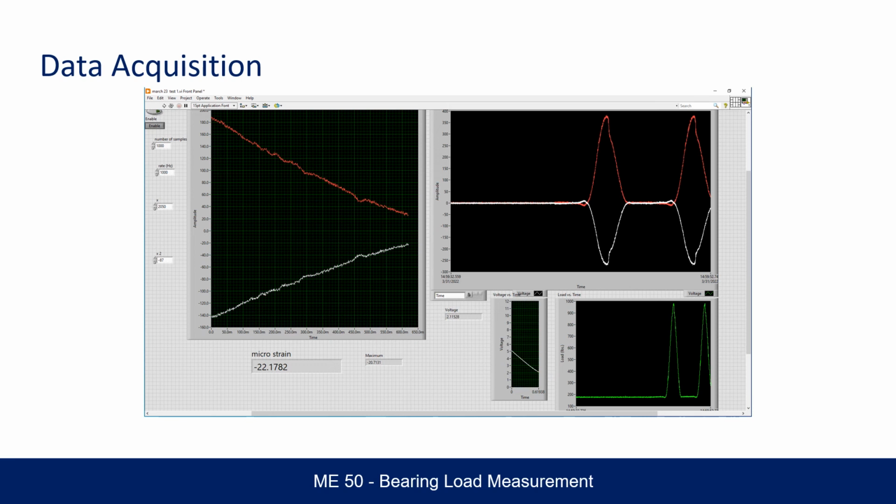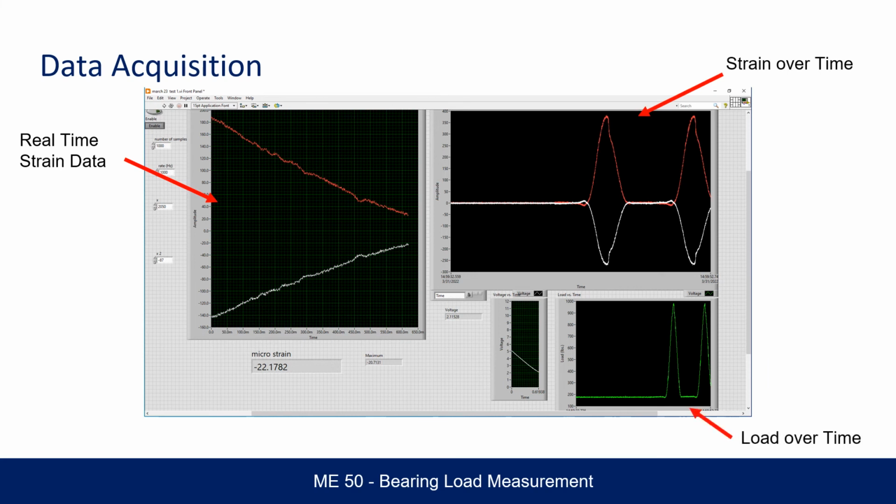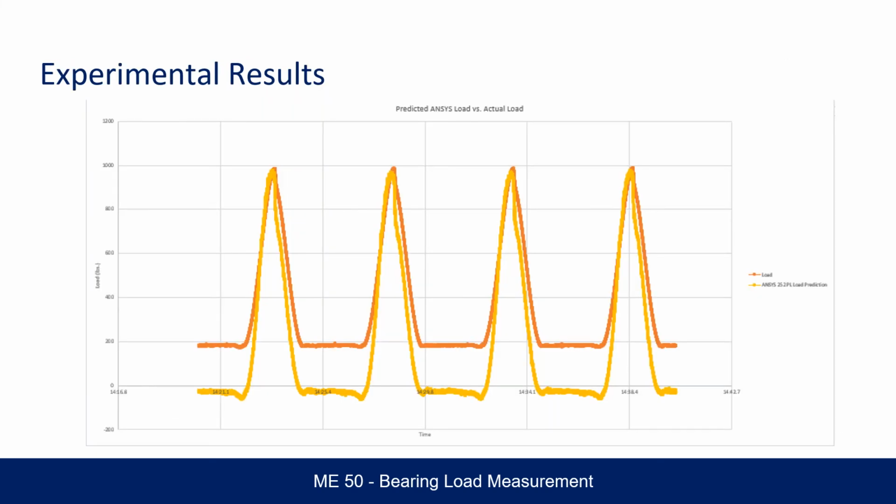Here is our LabVIEW data acquisition dashboard, where we see real-time strain data on the left graph, strain data over time on the upper right-hand graph, and our load data over time on the bottom right-hand graph. We use the difference in the two strain gauge readings in combination with the equation from the simulated ANSYS model to predict the load on the cam follower. In yellow is the predicted load from the cam follower based on the strain gauge readings, and in orange is the load from the actual load cell.